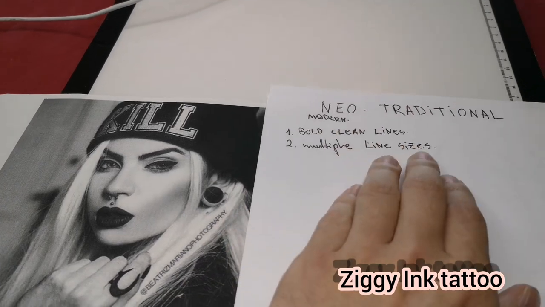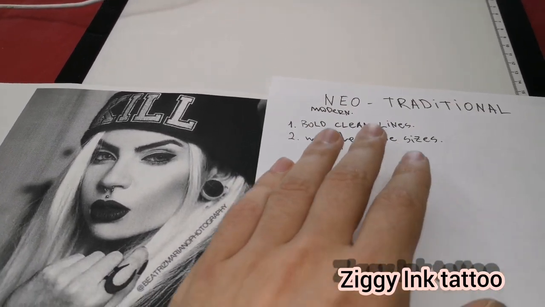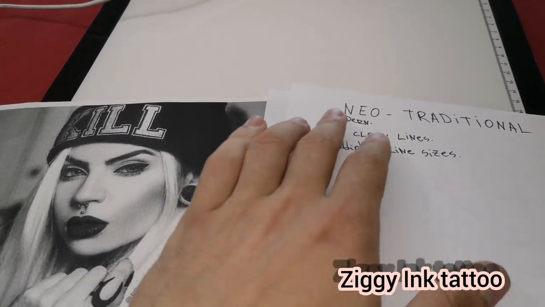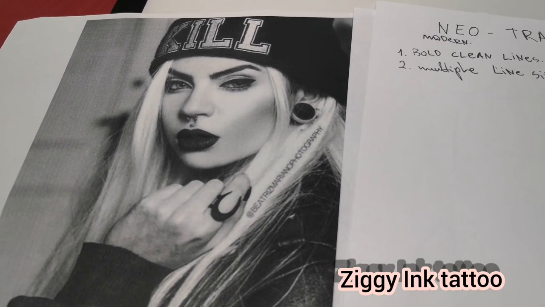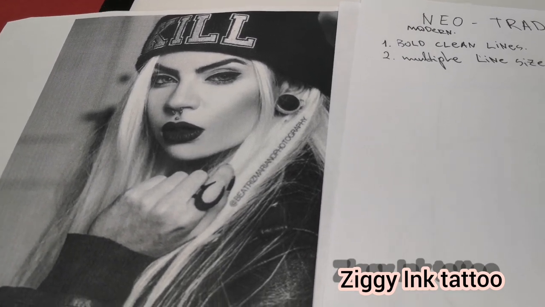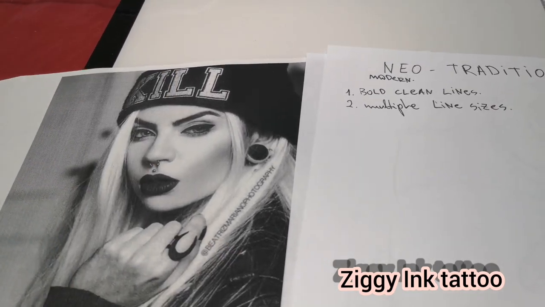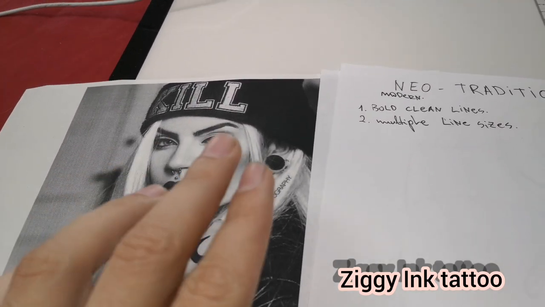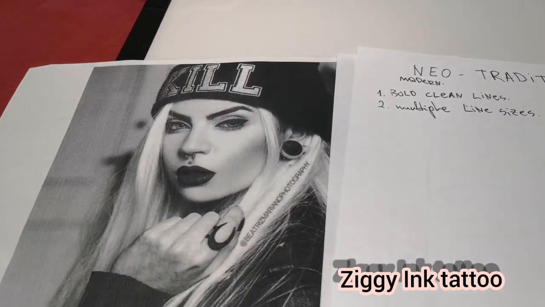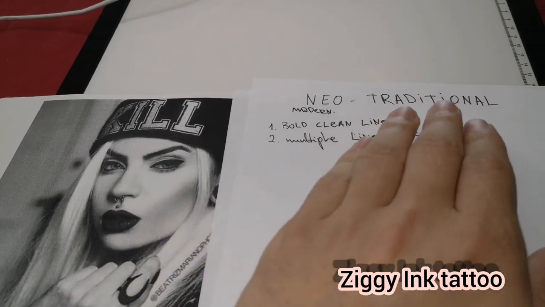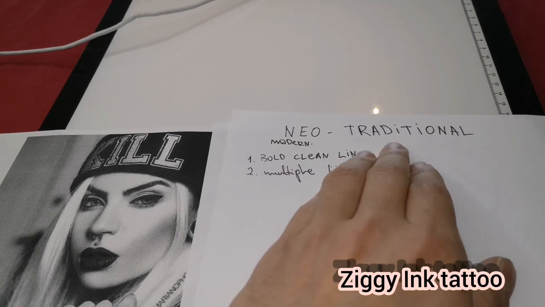So when it comes to traditional, they mostly have one or two line sizes, big bold black lines. But when it comes to modern traditional or neo traditional, you can use as many as you want, but mostly people stick to like 2 or 3 or 4. So you basically see big line and you can see the small lines. It's not like 5 or 3 when they look exactly the same almost, but you can see that's bold and that's thin.